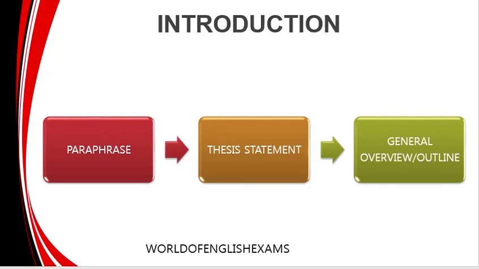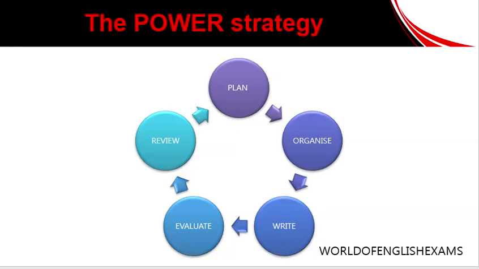The first one is known as the paraphrase statement. Second statement is called the thesis statement. And finally, the third statement is known as the general overview or outline. Now, let me tell you that in order to write an essay, you have to follow this strategy which is known as the power strategy. So, the power strategy is a technique that helps you to plan, organize, write, evaluate and review the essay.